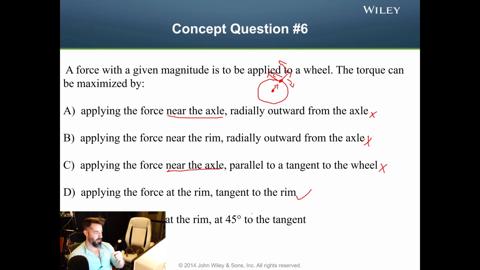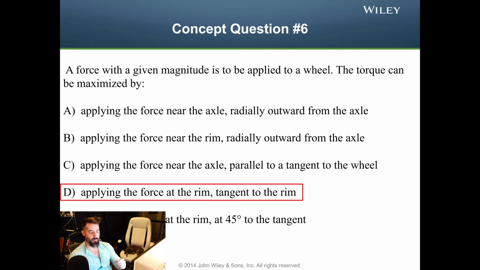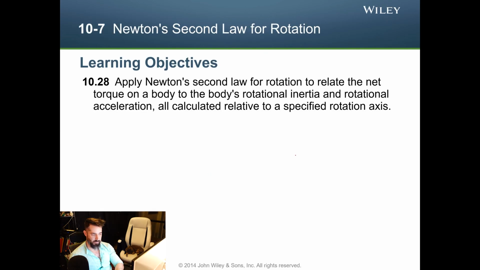So that was good. Applying the force at the rim at a 45 to the tangent. Now we're talking about going like this way. And again, we talked about this earlier. This is taking components. So you can only take a component of this piece, so it's going to be less than if you directly attached it to it. So you're left with D.